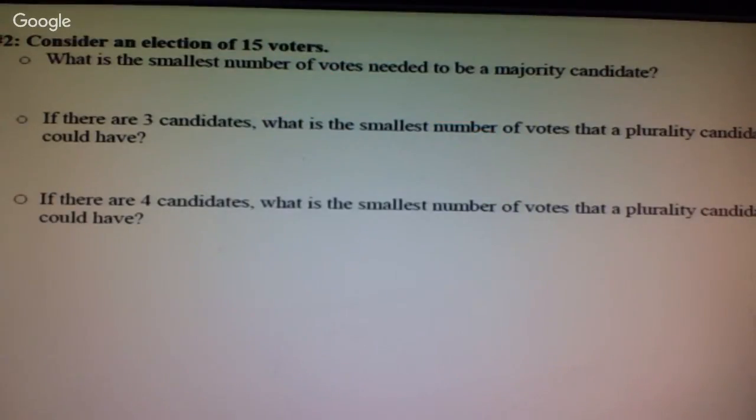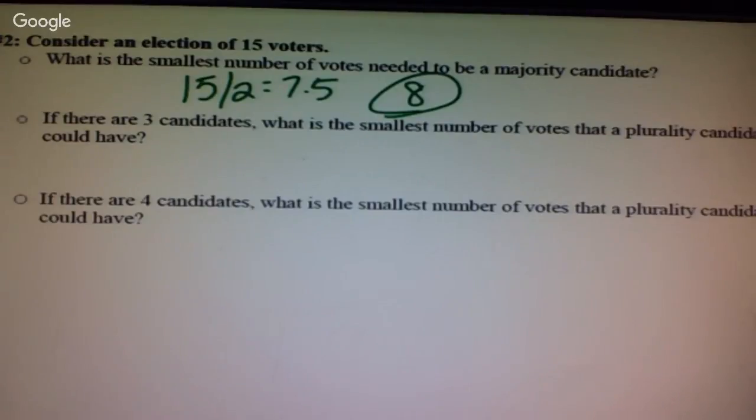All right, same problems, but this time I only have 15 voters. How many do I need for a majority with 15 voters? 8. Okay, 15 divided by 2 gives me 7.5, so I need 8. Remember, majority has to be more than half. So you want to cut it in half and see what that number is and push it forward.